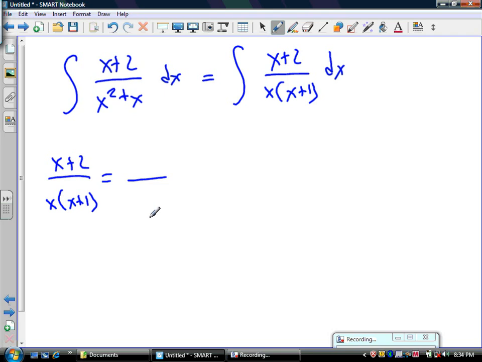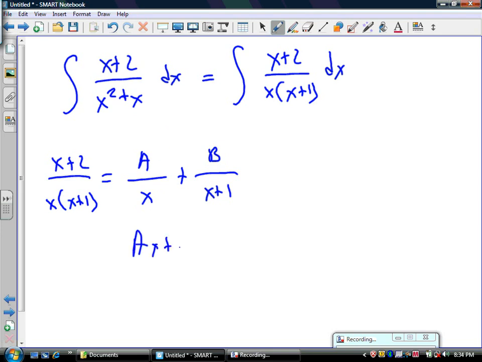How do you break this up? First of all, how many fractions do I write? Since there's two factors, there's two fractions. What's this denominator? What's this numerator? A. What's this denominator? What's this numerator? How do you figure out A and B? Get common denominators. Multiply top and bottom by x plus 1.